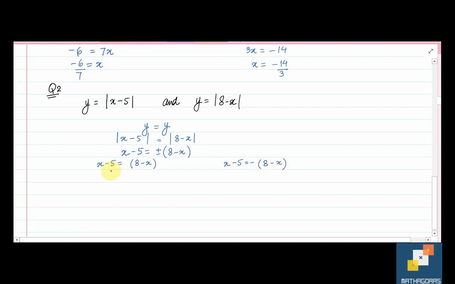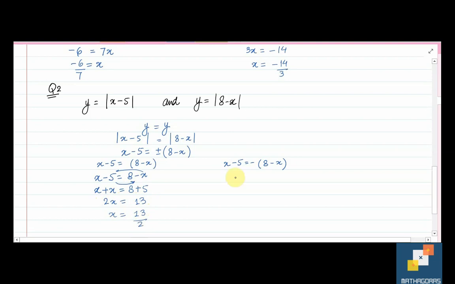The main part finishes here. After that, it is a basic algebraic equation that you all know how to solve. So x minus 5 is equal to 8 minus x. When you shift negative x to the left side, it will be positive x. 8 on the right side is already present, and negative 5 will be positive 5. So 2x is equal to 8 plus 5, which is 13, and x is equal to 13 divided by 2.